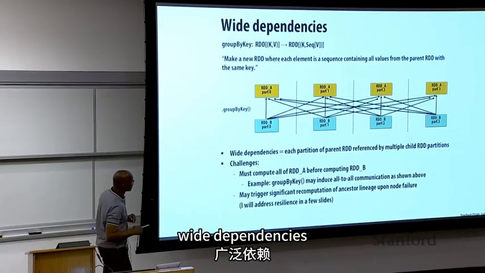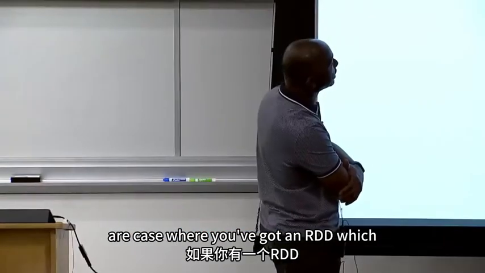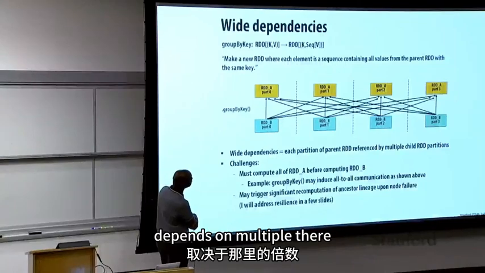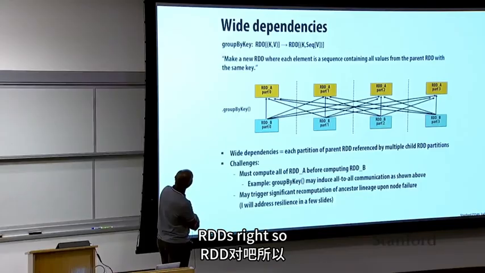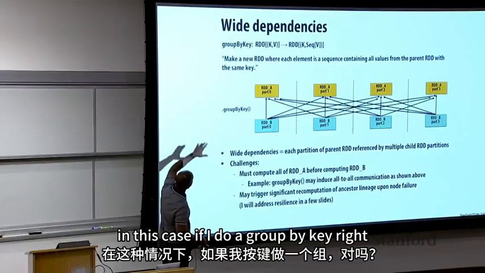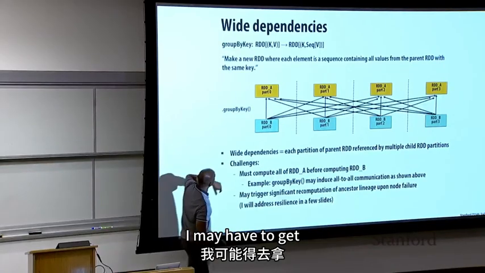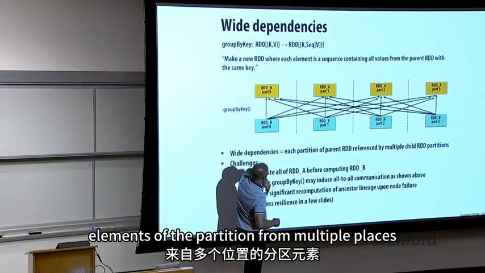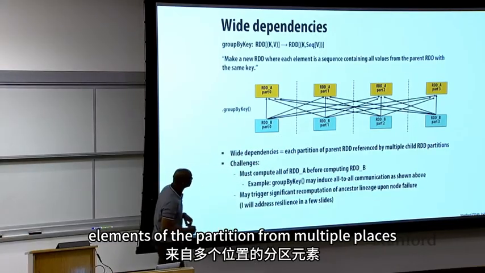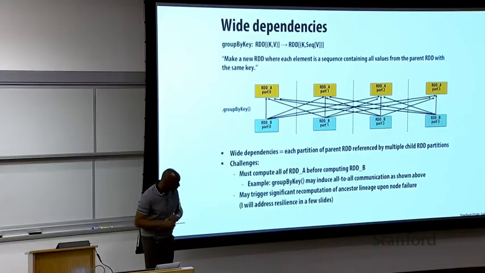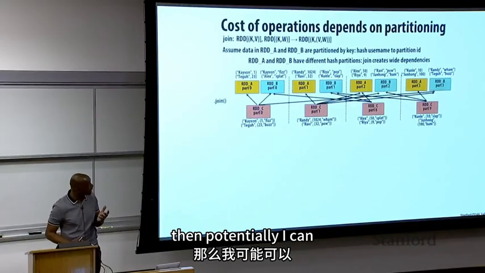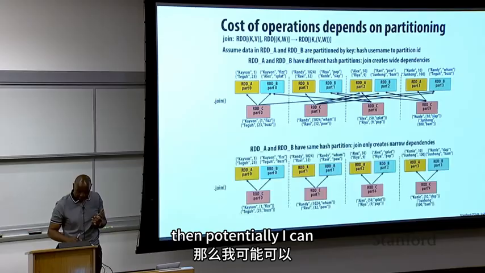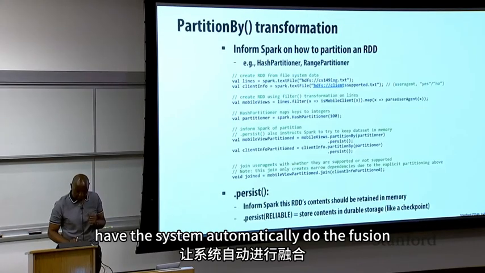Wide dependencies are a case where you've got an RDD which depends on multiple RDDs. In this case, if I do a group by key, I may have to get elements of the partition from multiple places. And so if I have narrow dependencies, then potentially I can have the system automatically do the fusion.